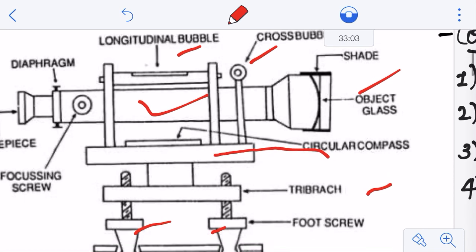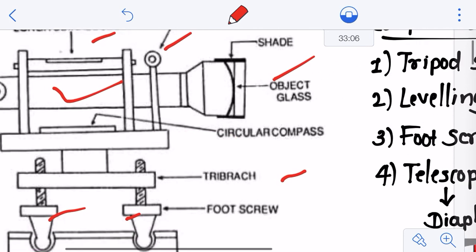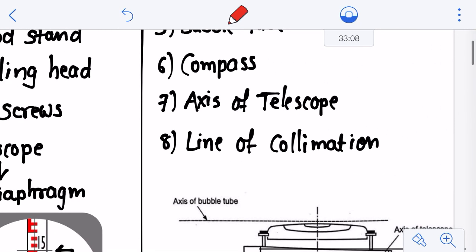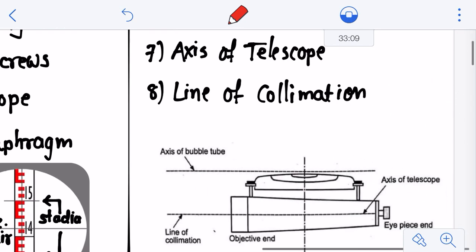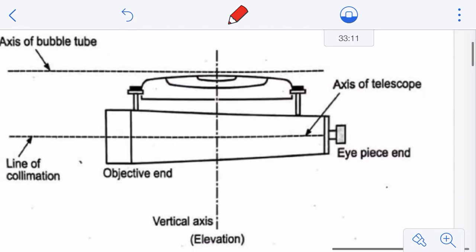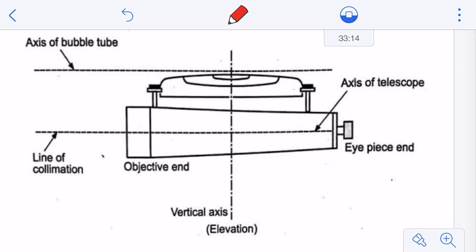Then the next component is your axis of telescope and the line of collimation. Now what are the axis of telescope and the line of collimation? For that I have incorporated another figure here. This is your telescope, right? This is your eyepiece, this is your object glass, this is your leveling tube, right? So this is your dumpy level in short.